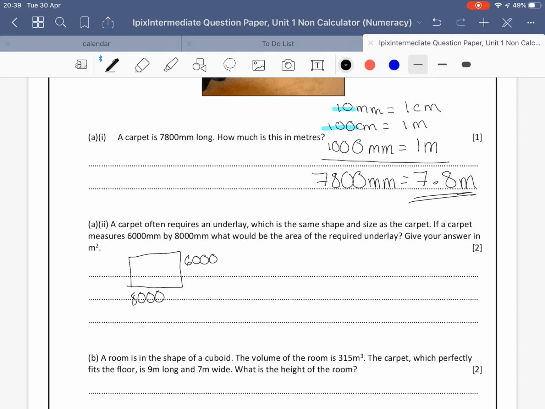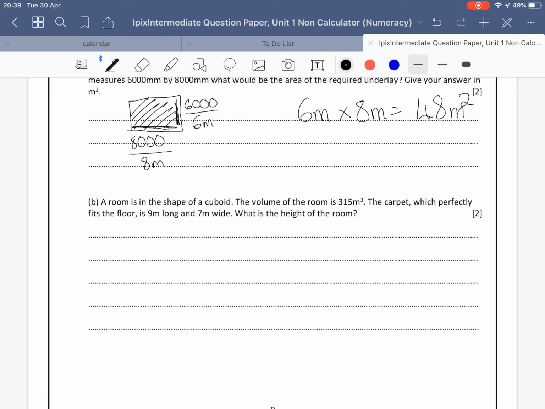Now you can either multiply them and then turn it into metres squared, or I'm going to turn it into metres first. So 6,000 millimetres is actually 6 metres, and 8,000 millimetres is 8 metres. So I've just divided both of those by 1,000. So I know the area is you need to do one length times the other. So I'm going to do length times width to find area. So I need to do 6 metres times 8 metres to get 48 metres squared. So don't forget, area is squared.